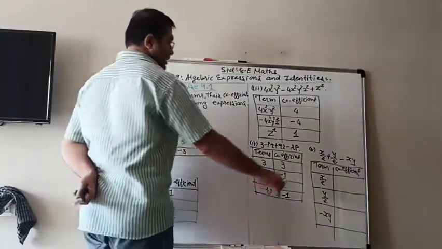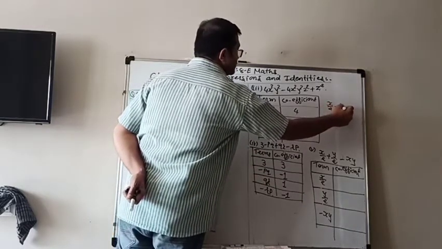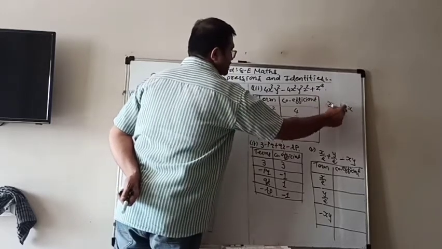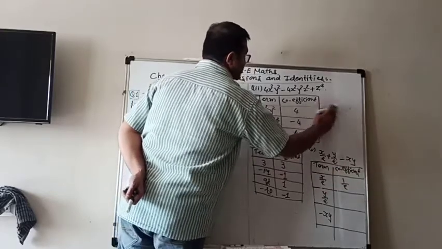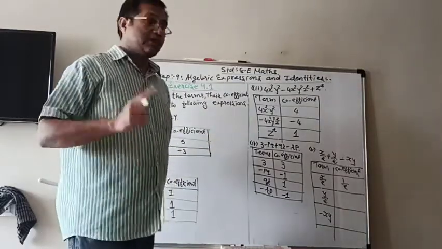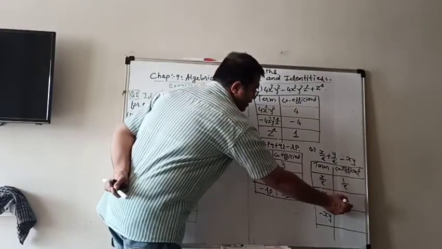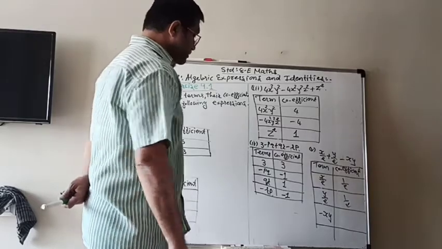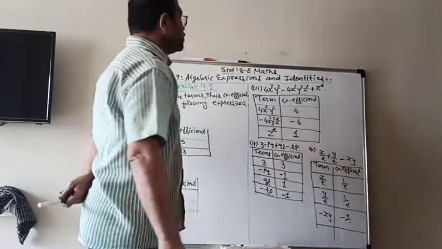Now here x upon 2, it means that 1 by 2 multiplied by x. Here 1 is not seen. So what is the coefficient of this term? It will be 1 upon 2. You can't write down x upon 2, or you cannot write down 2 only in the denominator. So 1 by 2. Here also same thing. 1 by 2 is the coefficient, and in the last one, minus 1 is the coefficient.